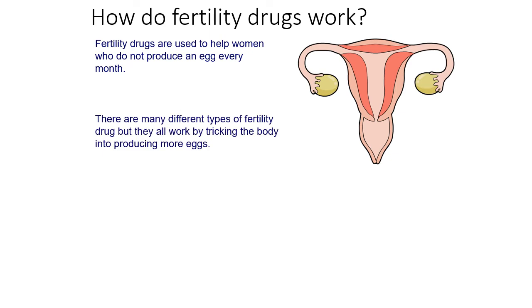There are various different types, but they basically trick the body into producing more eggs one way or the other. Some of them contain FSH, and you can have injections of FSH, and FSH stands for follicle stimulating hormone. So that stimulates your follicles. It starts the follicles producing more eggs.